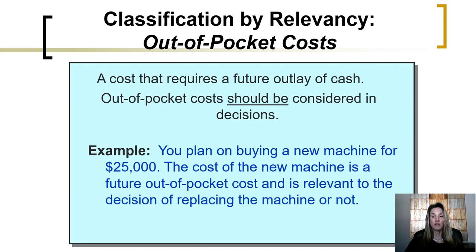Relevancy and out-of-pocket costs. Costs that require a future outlay of cash. Out-of-pocket costs should be considered in managerial decisions. For example, if management is planning on buying a new machine for $25,000, the cost of the new machine is a future out-of-pocket cost, and it's relevant to the decision of replacing the machine or not.